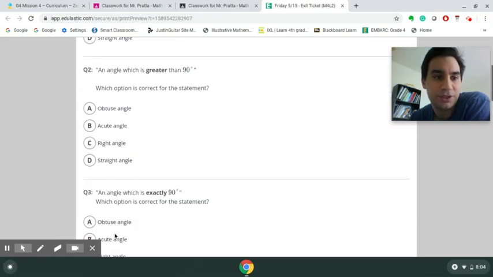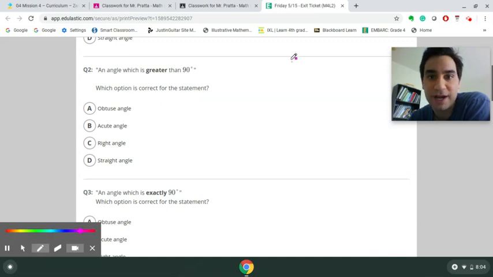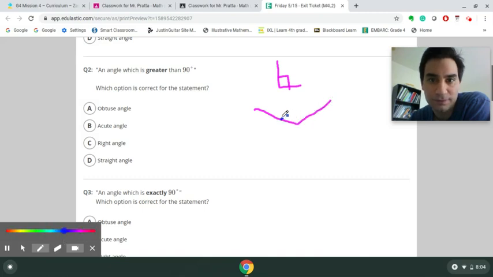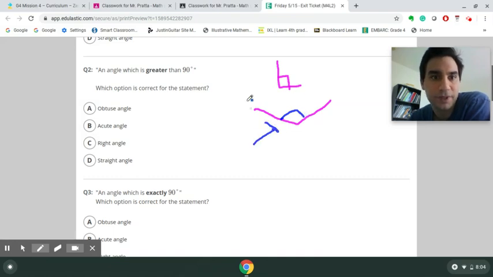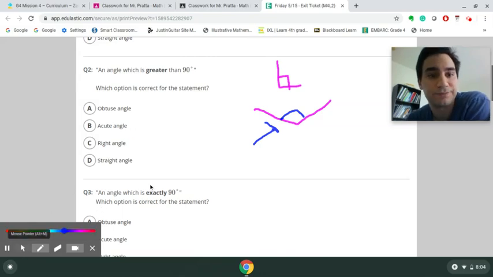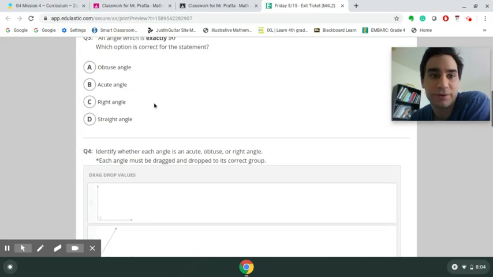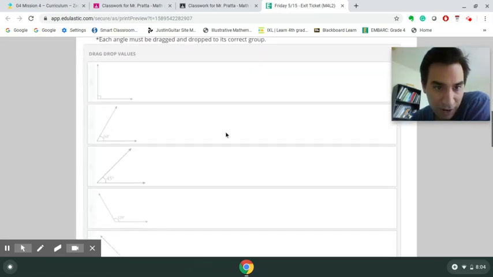Question 2. If it's greater than 90 degrees, remember, this is 90 degrees. Is it obtuse? If it's greater than that, it would look like this. This is the one we're looking for here. If it's greater than 90 degrees, is it obtuse, acute, right, or straight? What do we call an angle that's exactly 90 degrees? That's question 3. And question 4, you're going to have to drop your values in.